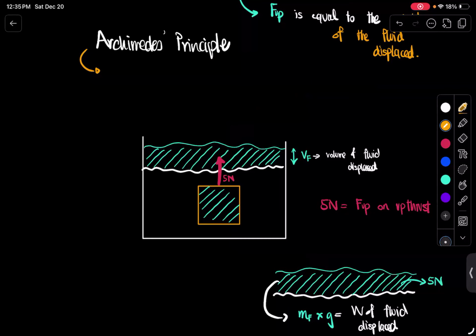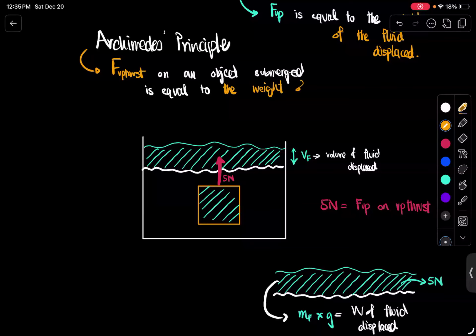So that means this was Archimedes' principle, and I'm going to write it down so you absorb it into your head: F upthrust on an object submerged is equal to the weight of the fluid displaced. The weight of the fluid displaced. That's basically Archimedes' principle, right?